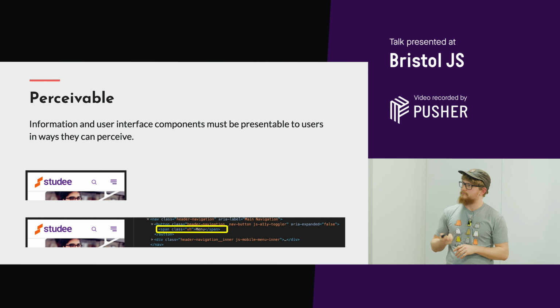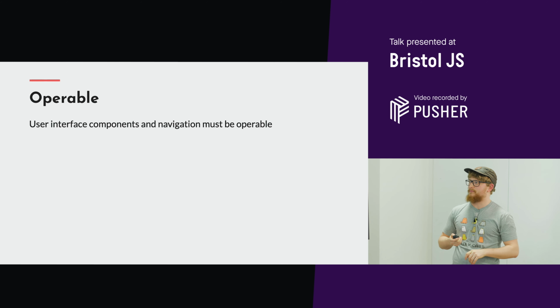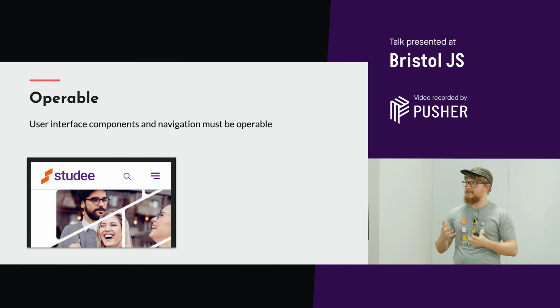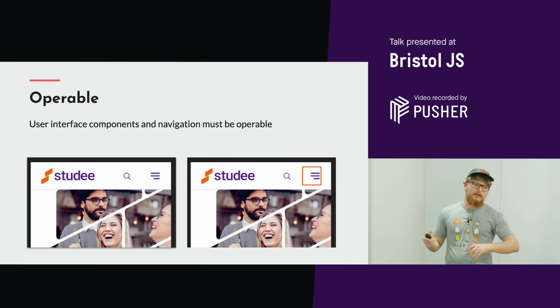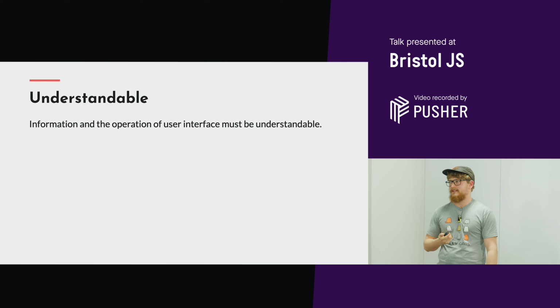When it comes to operable, user interface components and navigation must be operable. This is kind of about how you interact with the site. If I'm using the site on my phone, I'm probably going to use my thumb to open a mobile menu, but that's because I've got full use of my hands. But what about if I was using the mobile site with a keyboard? Because we've used a button, we could tab along to it and use the space or the enter key, and that would open up the menu. But if we hadn't used the right bit of HTML, this might not be operable, so a user couldn't open up the menu.